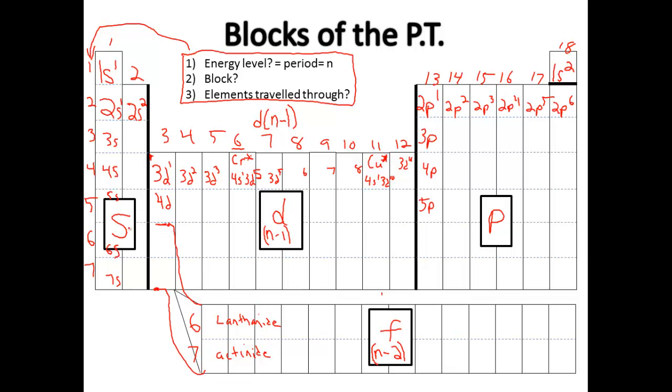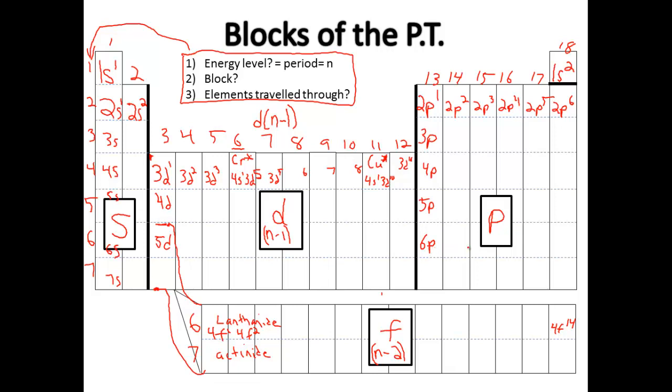So when we get to the F block, we're at the 6th period, so 6 minus 2, all of the elements that are going in here are going to be part of the 4f. So as we go across, the f block has 7 orbitals, so 1, 2, 3, 4, 5, 6, 7, 8, 9, 10, 11, 12, 13, 14 blocks fill that, so we'd have 4f1, 4f2, and it would continue all the way to 4f14.